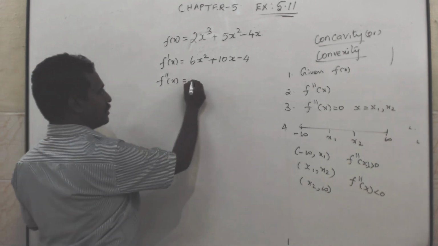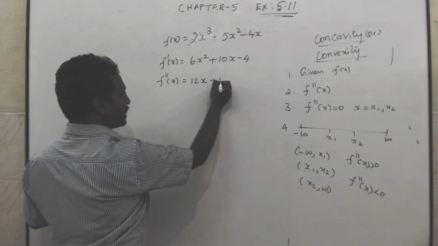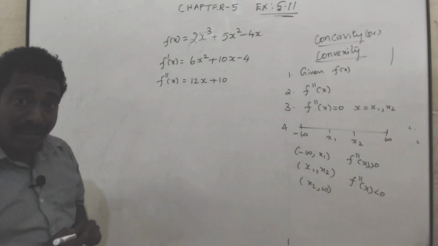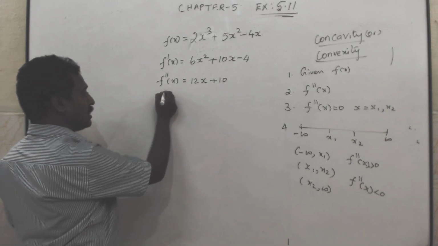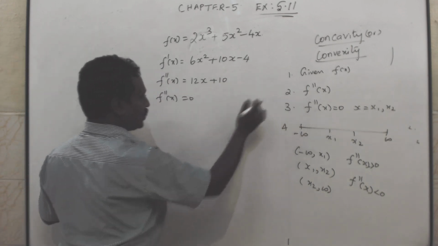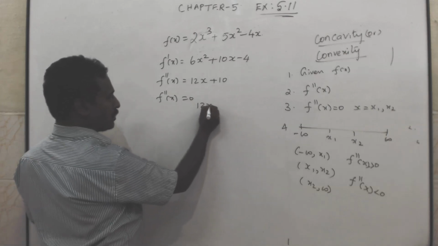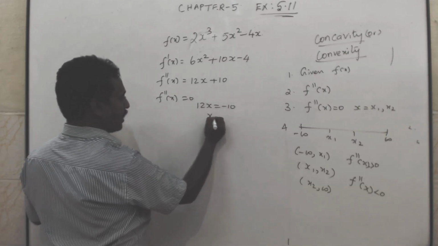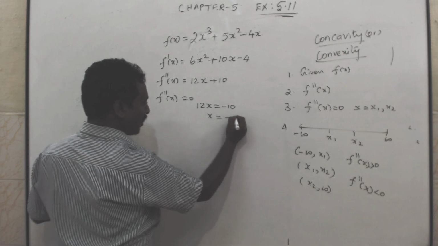That is 12x plus 10. f double dash of x equal to 0. 12x equal to minus 10. x is equal to minus 5 by 6.